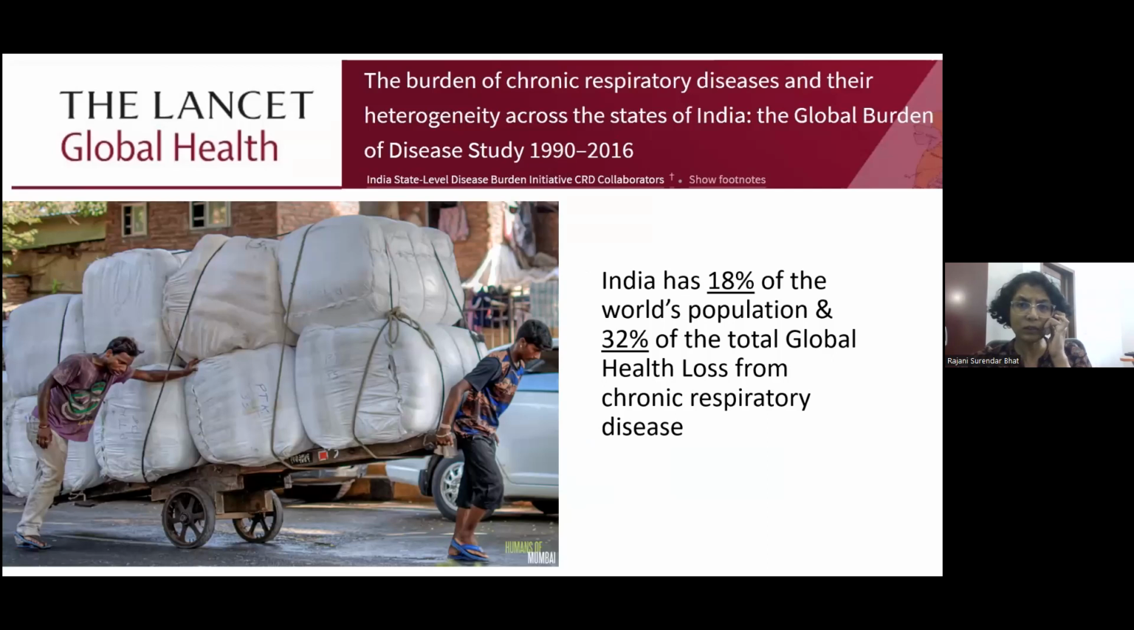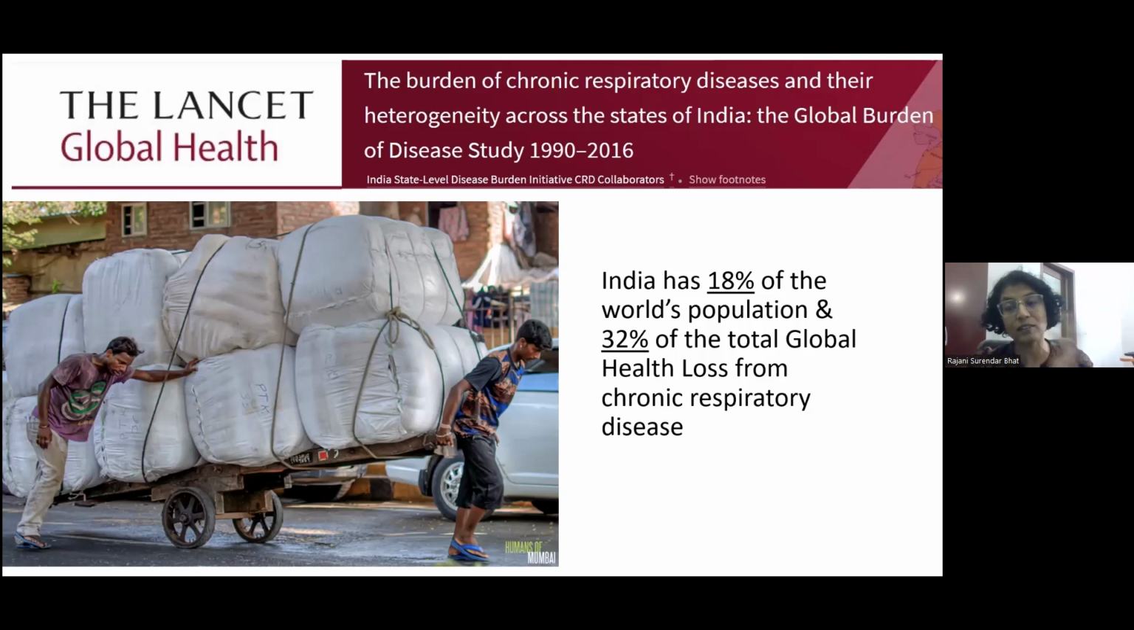When we look at the burden of chronic respiratory diseases, India has a disproportionately large number of patients with chronic respiratory illnesses. We are home to 1/6 of the world's population, but we are home to 1/3 of the world's total number of people living with chronic respiratory disease who have significant disability due to respiratory disease.